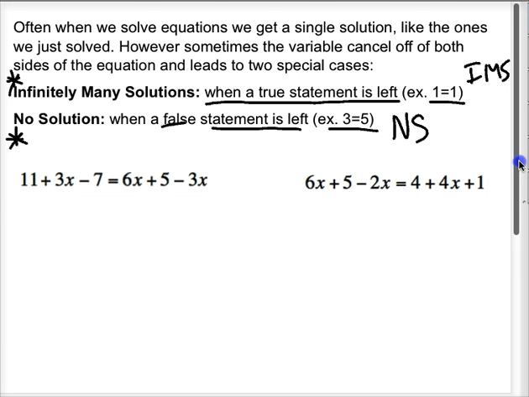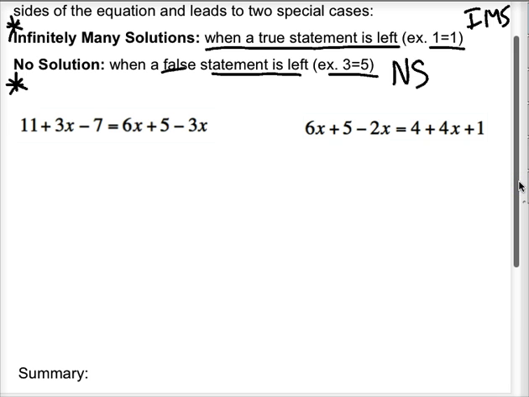So let's take a look at two examples. 11 plus 3x minus 7 equals 6x plus 5 minus 3x. Let's clean up both sides first. Starting on the left-hand side, 11 minus 7 is going to give me 4. So I combine those like terms. On the right-hand side, 6x minus 3x is going to leave me 3x, and then I have that 5.